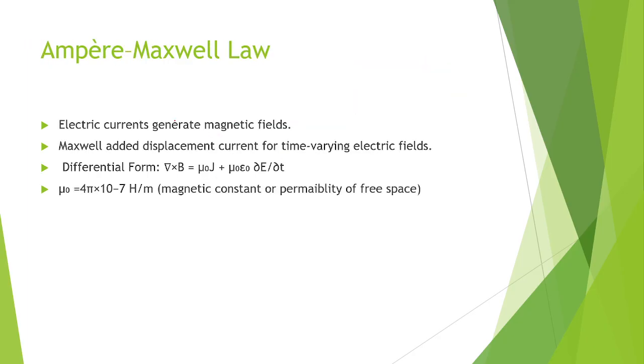Ampere law. Current generates magnetic field. Now electric field generates magnetic field, the opposite of the previous one. That is, a changing magnetic field creates electric field. Now, electric current generates magnetic field.